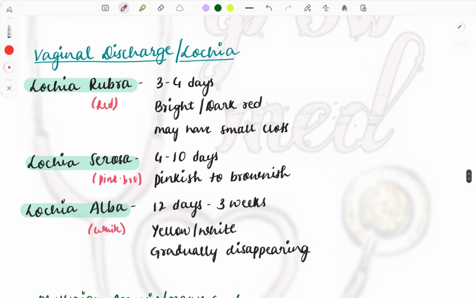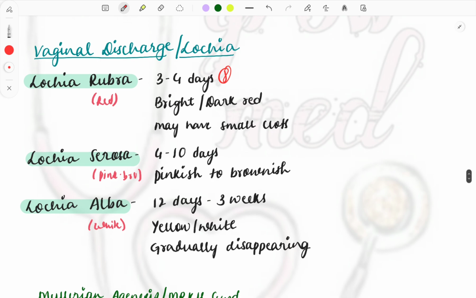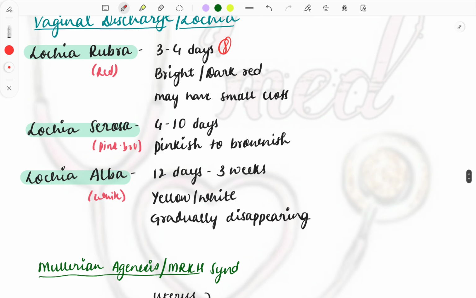The vaginal discharge, also called lochia, is classified into rubra, red; serosa, pink to brownish; and alba, means white. So this is a normal physiological phenomenon, and it happens in almost most of the ladies. Normal, okay. So rubra is normal until it occurs for 3 to 4 days. Then serosa from 4 to 10 days, and alba from 10 to 12 days up to 3 weeks.